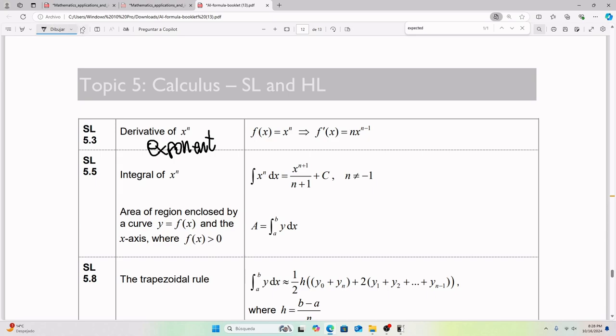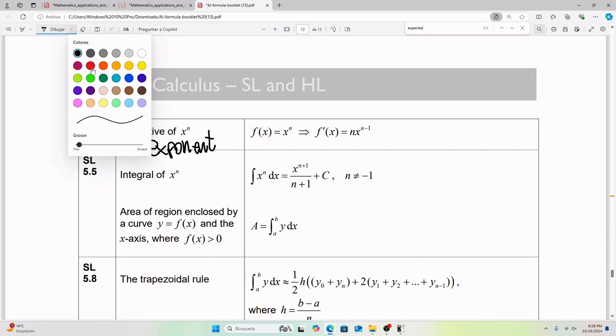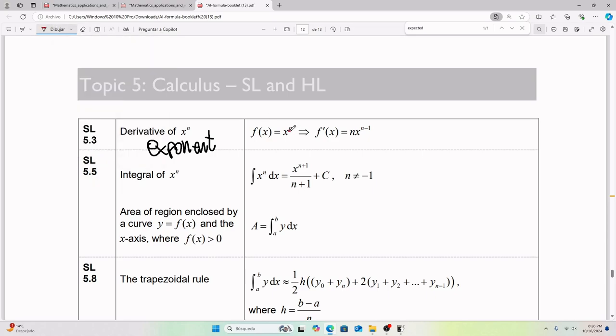What I really need you to focus on is what happens to your exponent, what happens to n. So this right here, the x to the power of n, is before the derivative, and this with the derivative symbol is after the derivative.